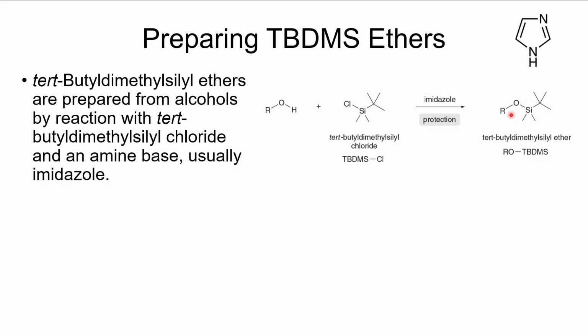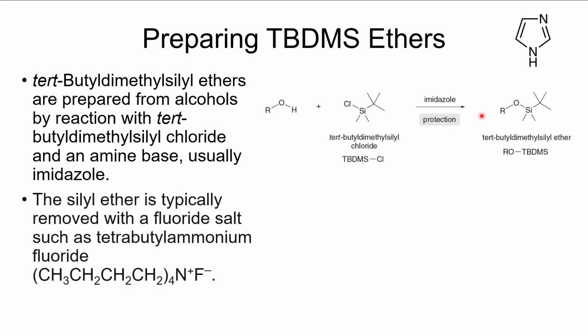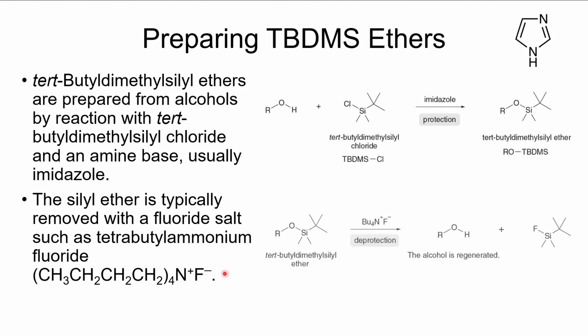And then when we're done doing those other reactions, we can use a deprotecting agent. And in this case, tetrabutylammonium fluoride. So four butyls on an ammonium, on a nitrogen, to make a quaternary ammonium ion, and then fluoride as our counter ion. All right, and that fluoride is really good at reacting with silicon.